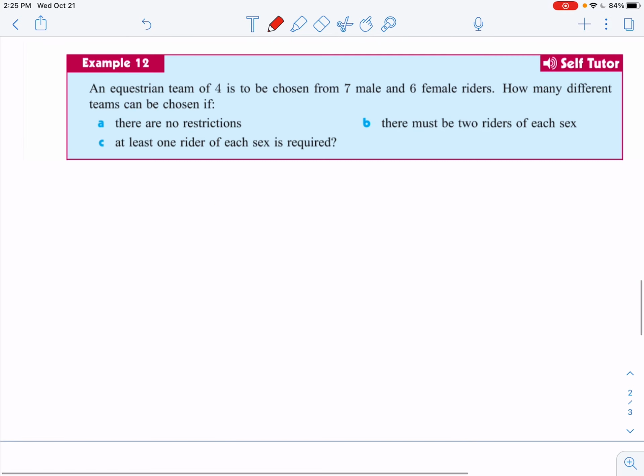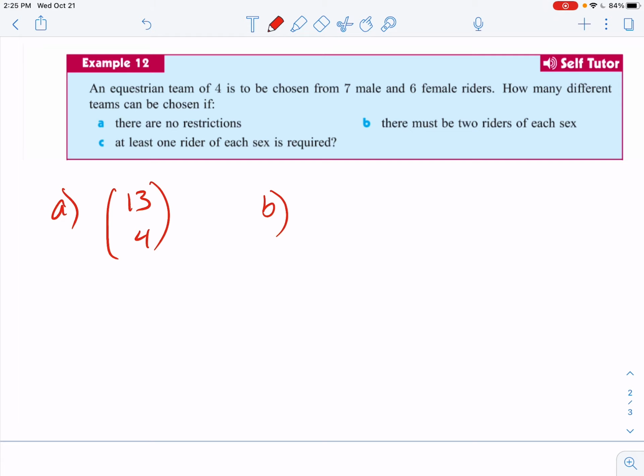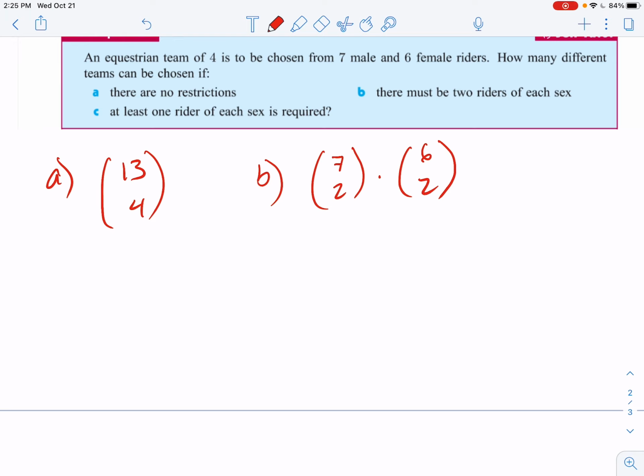Okay. An equestrian team of 4 is chosen from 7 male and 6 female riders. How many different teams can be chosen if there's no restriction? So for A, there's a total of 13 people. We're choosing 4. For B, if there are 2 riders of each sex, then it's going to be 7 choose 2 times 6 choose 2. And then at least 1 rider of each sex.